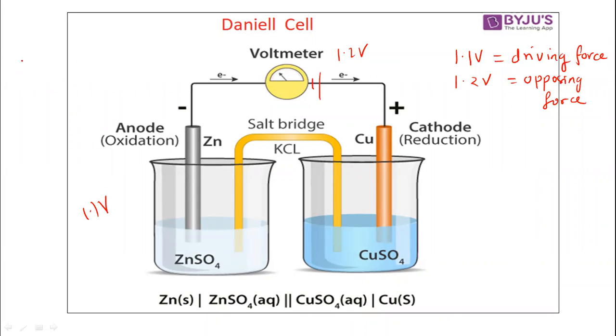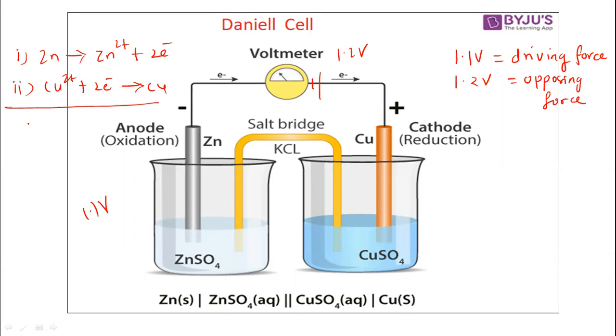What is the cell reaction of this Daniell cell? Let us see. Due to oxidation, zinc oxidizes to Zn2+ plus 2 electrons, and at the copper electrode the reduction reaction takes place. Cu2+ plus 2 electrons gives copper metal. The total reaction is zinc reacts with Cu2+ ion, and there is formation of Zn2+ ion and copper metal. This is the net reaction of the Daniell cell. When this reaction takes place, the electricity produced is 1.1 volt.